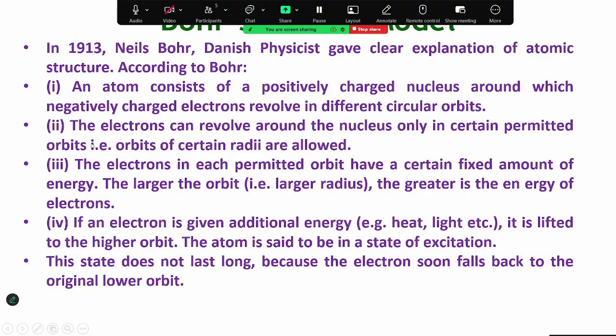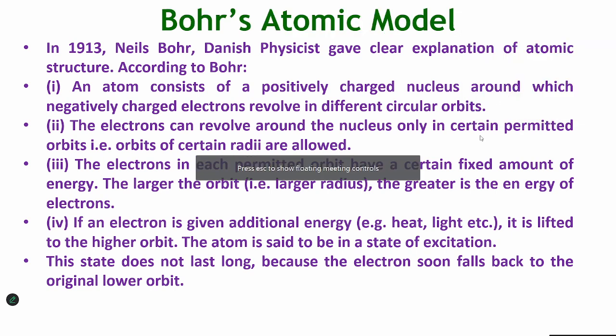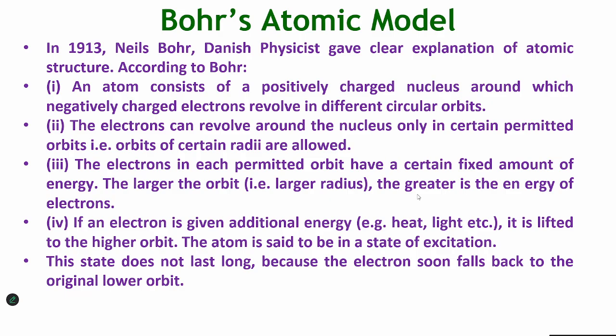I think you already studied this Bohr's model, no? Yes, sir, we studied Bohr's atomic model in chemistry. Basically, he gave the atomic model based on the solar system, like planets revolving around the sun. Like this, electrons are revolving around the nucleus in permitted orbits. Different types of orbits are there.